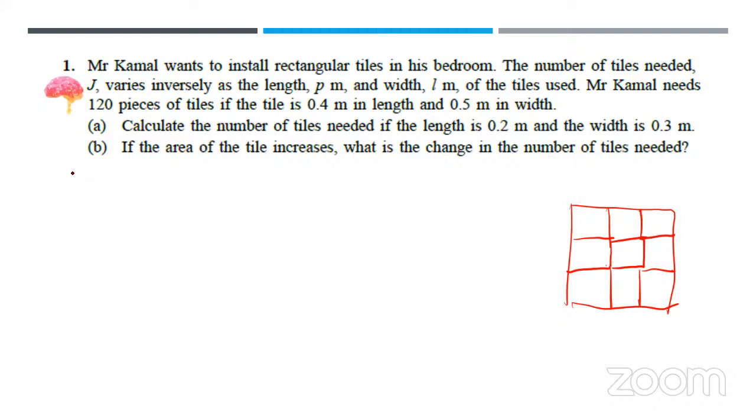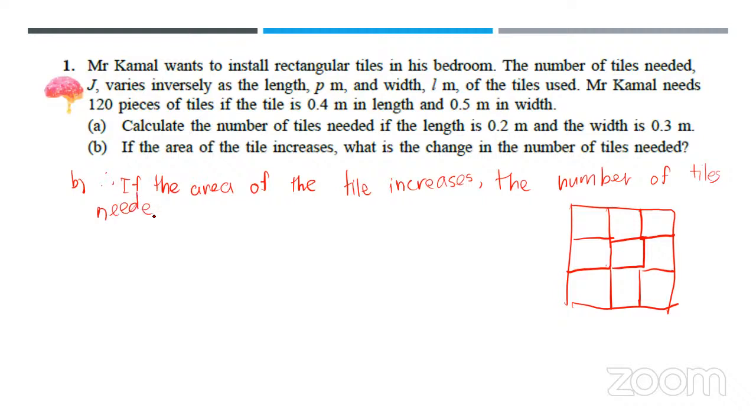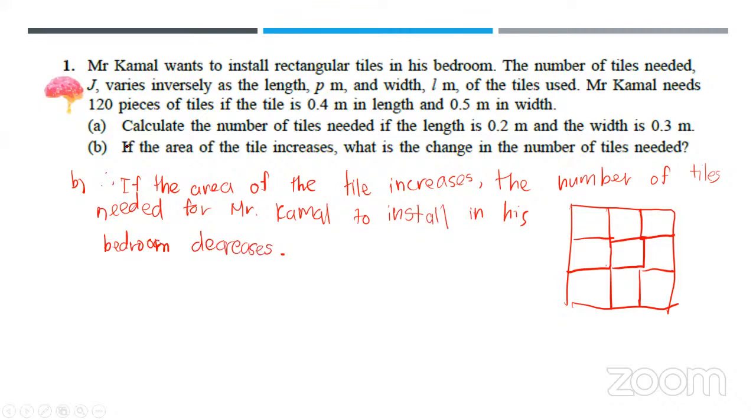So if you want to answer that in the exam, you basically just say, if the area of the tile increases, the number of tiles needed for, okay, this is going to be a really long answer, so bear with me, for Mr. Kamal to install in his bedroom decreases. All right, so that's how you solve A and B.